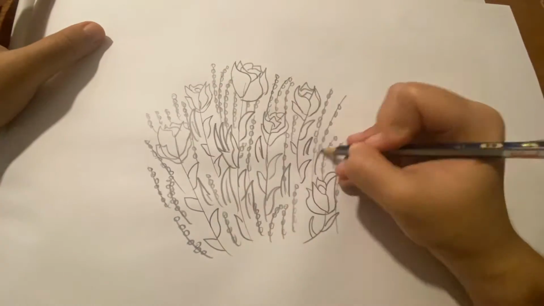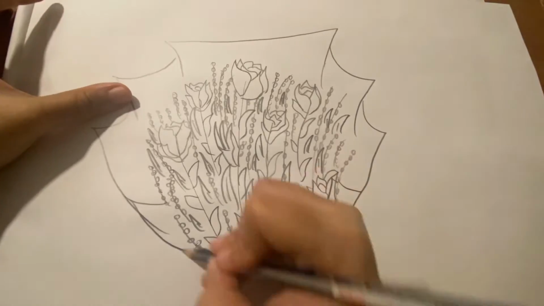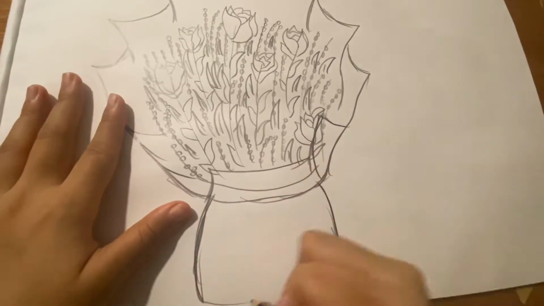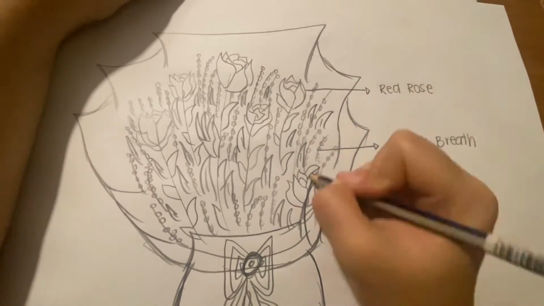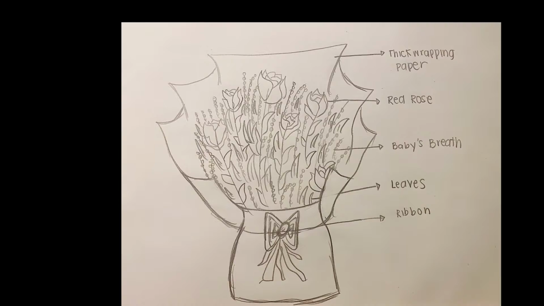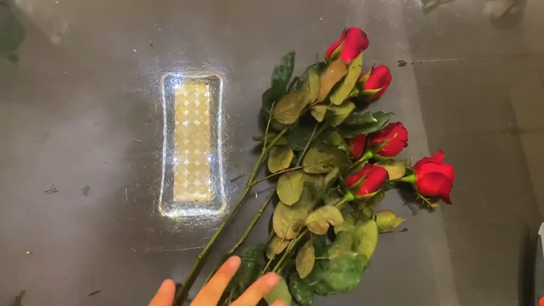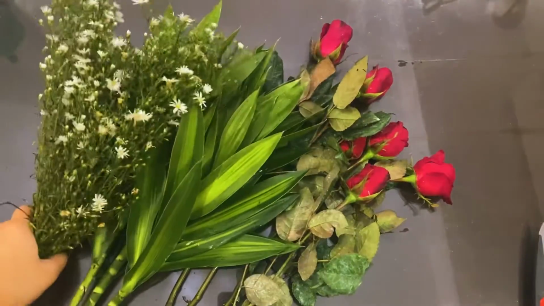And then it will be followed up by some leaves that will be used as fillers. This will be wrapped up with thick wrapping paper. Then for the final touches, it will then be attached with a ribbon. Now here are the three main plants that I'll be using: the roses, leaves, and then the baby's breath.